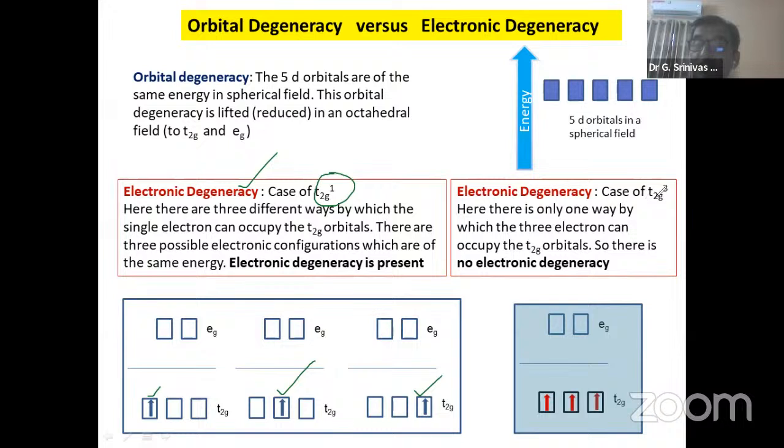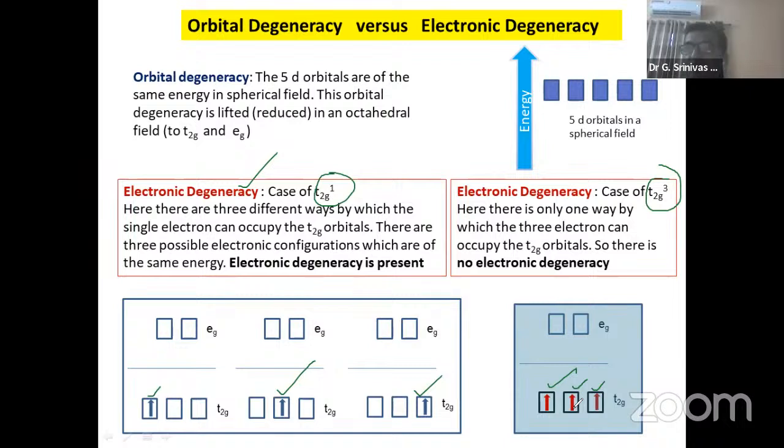In case of t2g3, if you see the t2g3 electronic configuration here, 3 electrons we have to fill in t2g. Then we fill one electron in this orbital, one in this orbital and one in this orbital, according to Hund's maximum multiplicity principle, which we have to follow. Three orbitals are occupied by a single electron each.